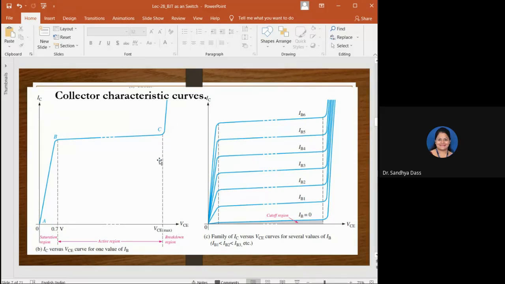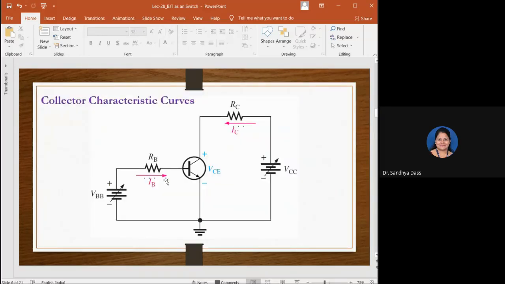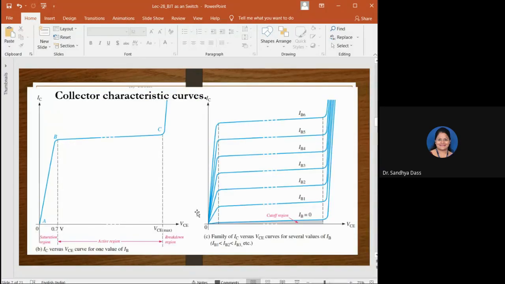Now observe cutoff. If the base current is zero, when will the base current be zero according to this circuit? If there is no voltage applied at all, isn't it? So there is no biasing voltage VBB, then the base current also will be zero. If the base current is zero, there will be no collector current, but there will be some leakage current, which we call the collector to emitter leakage current, ICEO.